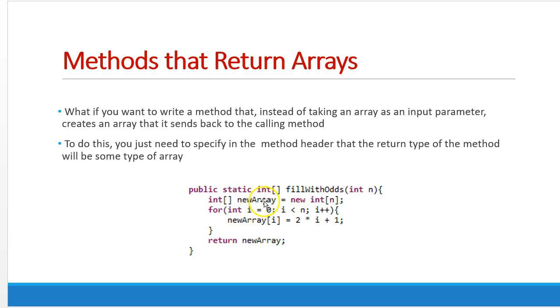So here we're declaring this new array. Oh, here's something new though. When we're declaring the array, we are not passing in a fixed number. We're actually passing in a parameter here. So you put a parameter there, and then it's going to create the array and it's going to return it.